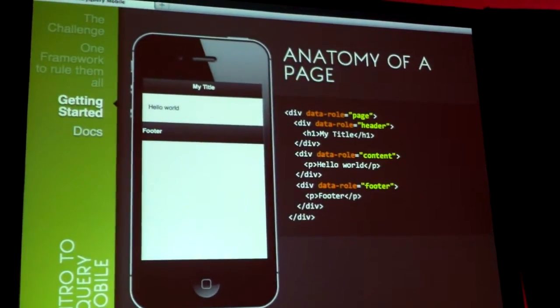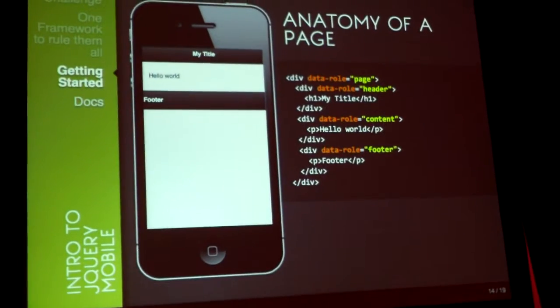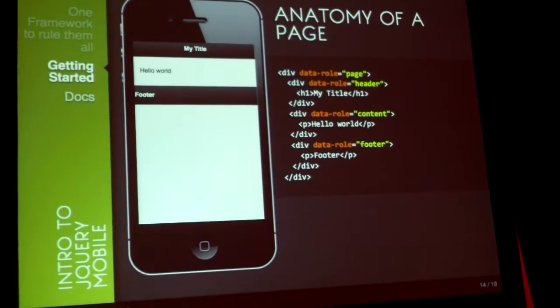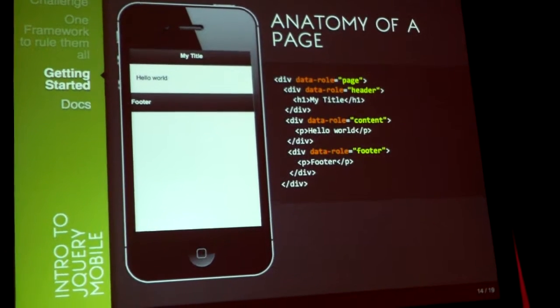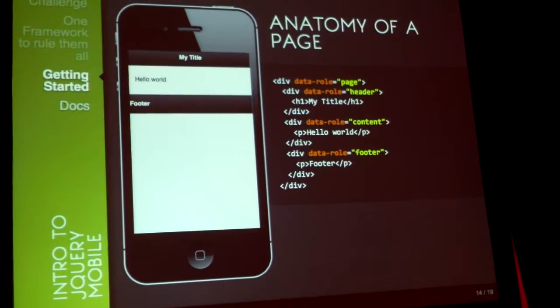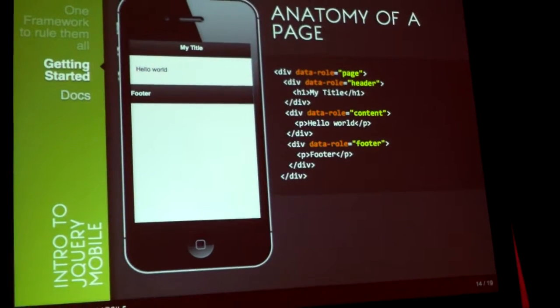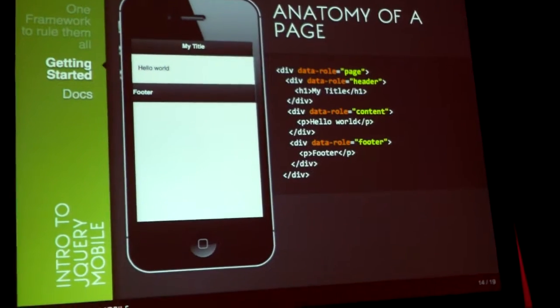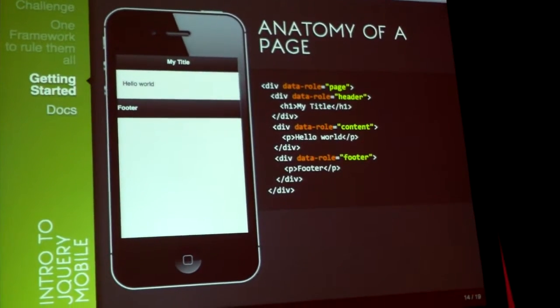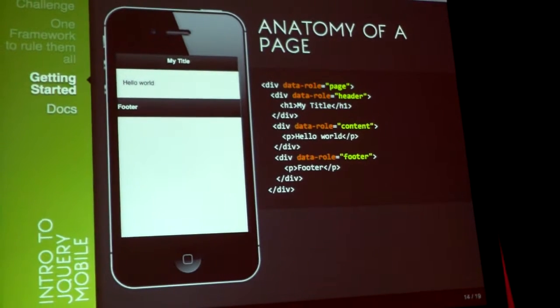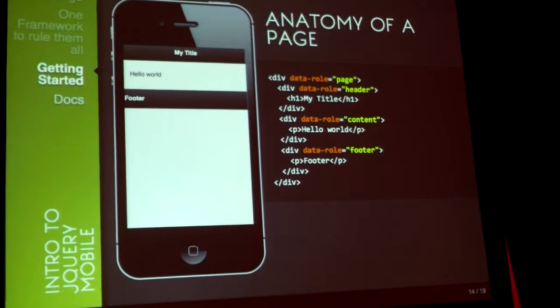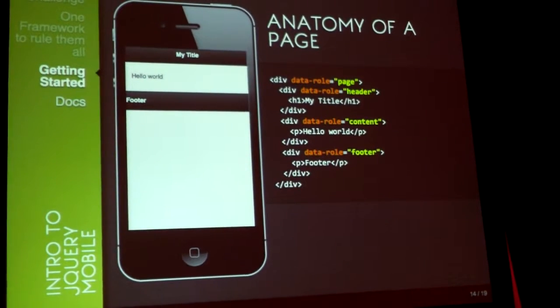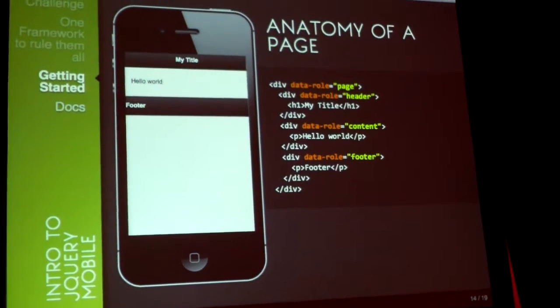So let's take a look at what a page looks like. A page has a few features. There is a div that has a data role of page, and that defines your page. Then you can have three divs within that: one that defines your header, one that defines your content, and one that defines your footer. And they're all being described by this data role attribute. And you can see the code on the right there is being generated on the left. So a very simple example of a jQuery Mobile page.